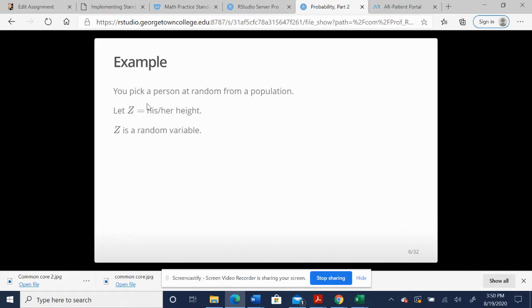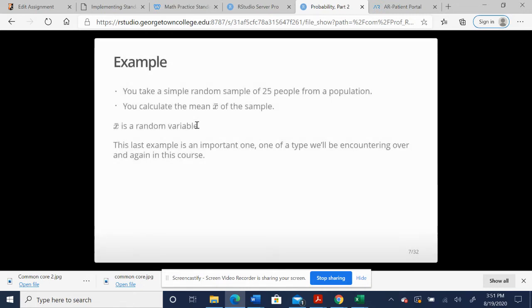Choosing a person at random from a population and recording his or her height. Z would be equal to the height, and it is the random variable. The random process is, of course, random selection of the person, and the value is the height that I am recording.